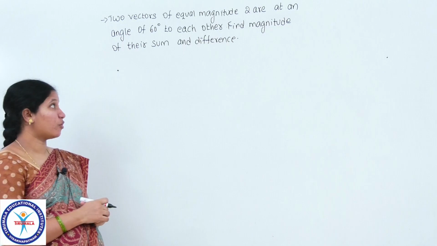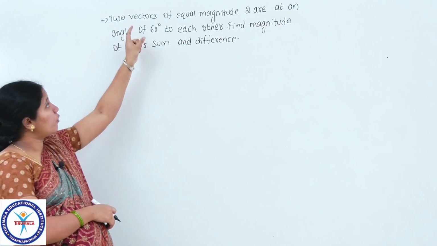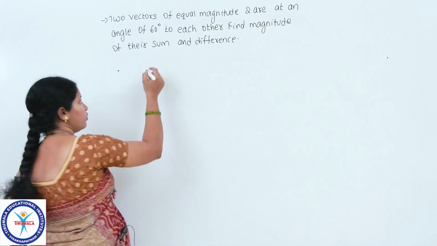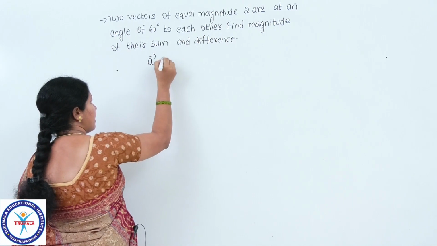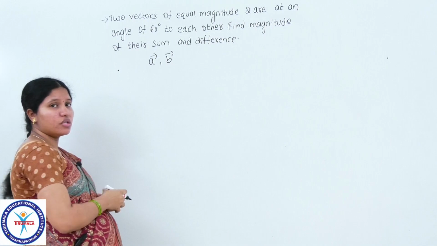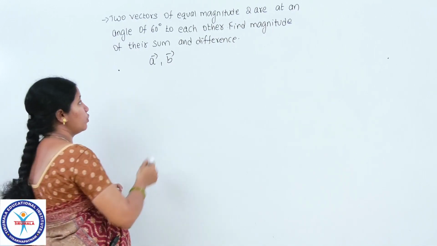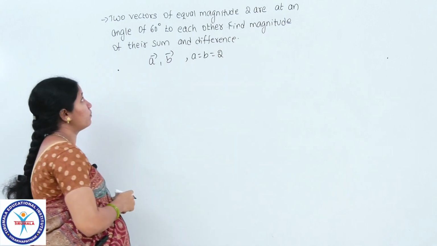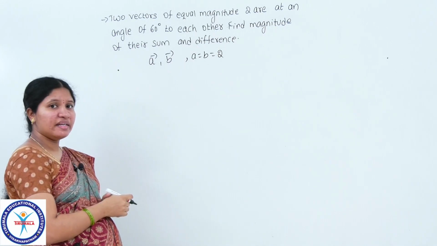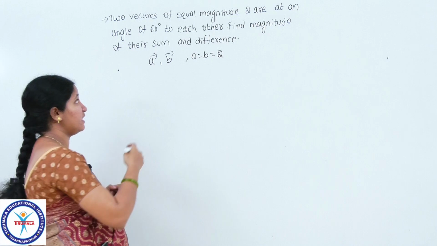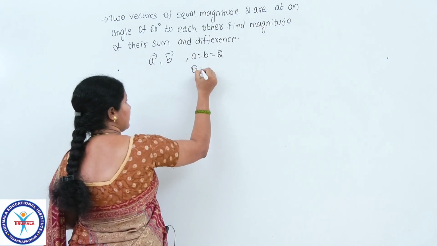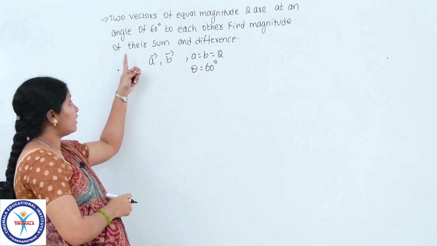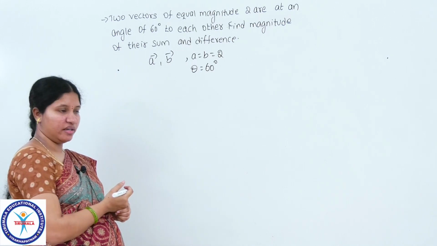Let us discuss one problem. The question given is: two vectors of equal magnitude 2. So, let us consider the two vectors as A bar and B bar. The given magnitude is 2, which means A equals B equals 2, and they are inclined at an angle of 60 degrees to each other, which means theta equals 60 degrees. Find the magnitude of their sum and difference.